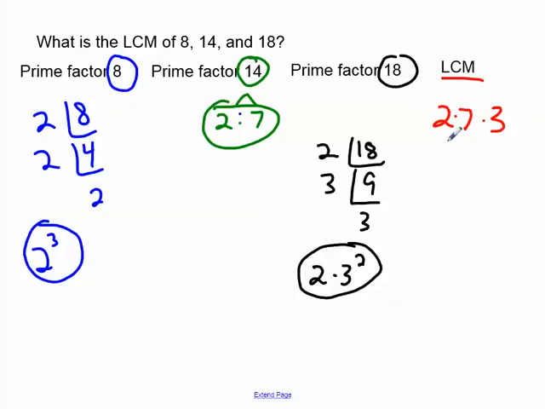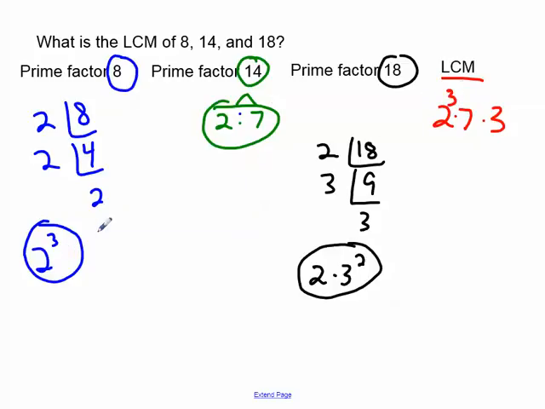Those are my prime factors, but now I've got to raise them to the highest power that they're seen in any of 8, 14 and 18. According to 14, 14's happy if we've got 2 and 7 to the first power, so that's not the highest power. Black 18 needs 2 to the first power. Over here in blue, 8 needs 2 to the third power. That's the highest power that we've got to have, so we put 2 to the third power.